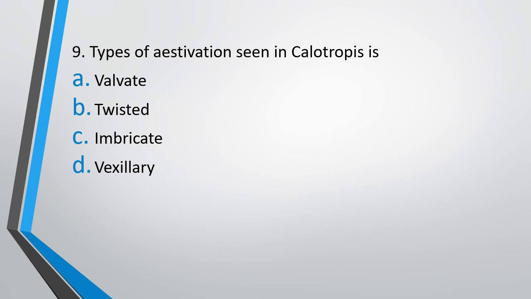Question 9. Type of estivation seen in Calotropis is option A, valvate, option B, twisted, option C, imbricate, or option D, vexillary. The correct answer is option A, that is valvate type of estivation is seen in Calotropis.